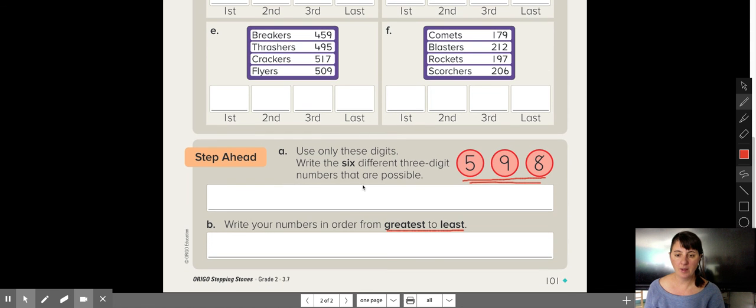And then for the step ahead, use only these digits. So you have 5, 9, and 8. Write the 6 different 3-digit numbers that are possible. So you're going to mix these up and make as many 3-digit numbers as you can. There are 6 possible numbers. Write all of them. Then on this line here, write your numbers in order from greatest to least. So from the largest number to the smallest. All right, guys, have fun with the numbers.